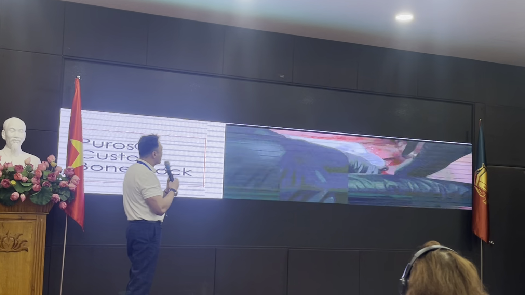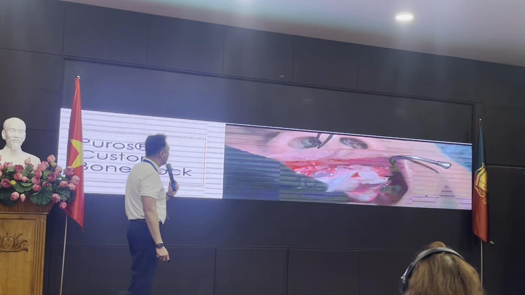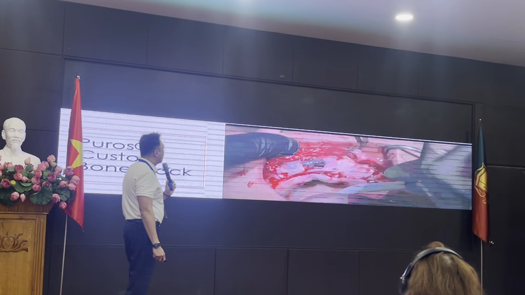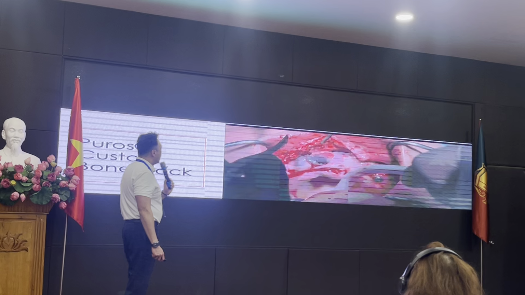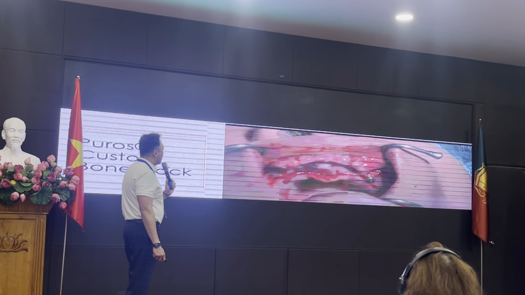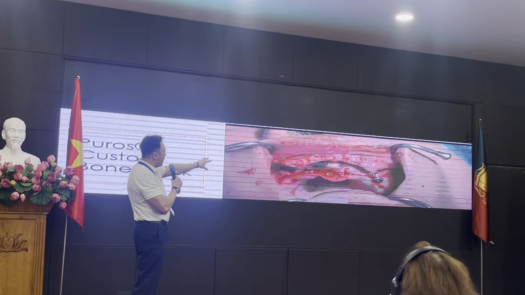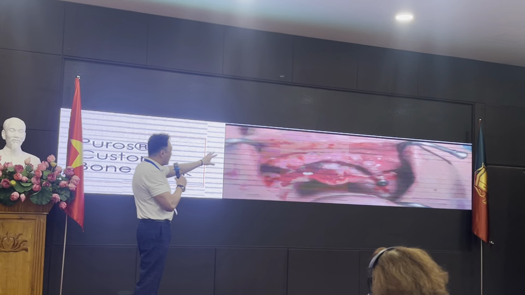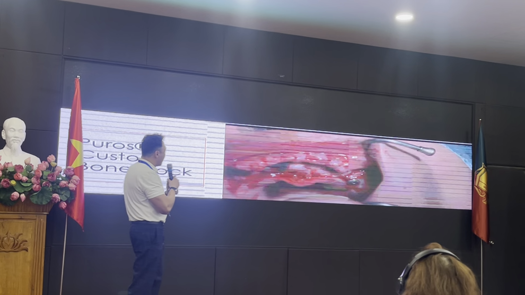Okay, so once we get to some suturing, I can advance to the next one. So as you can see, we have almost tension free. The tissue is just kind of laying over the graft.